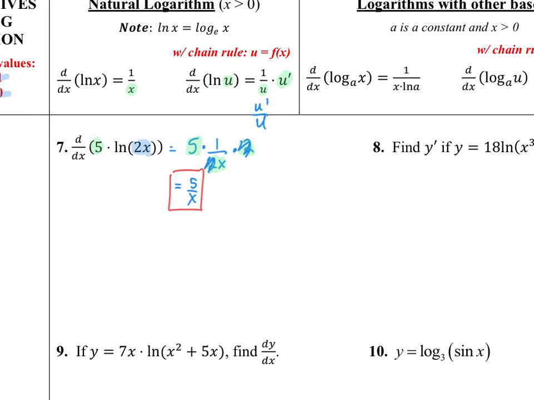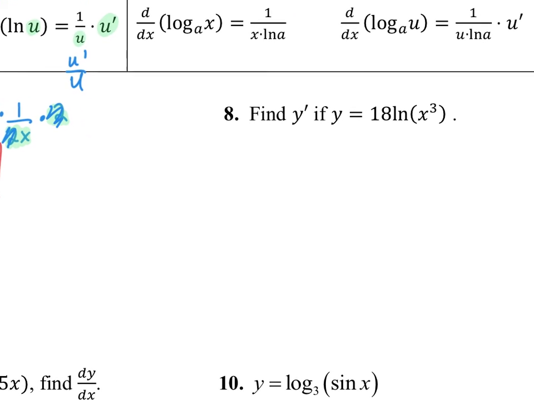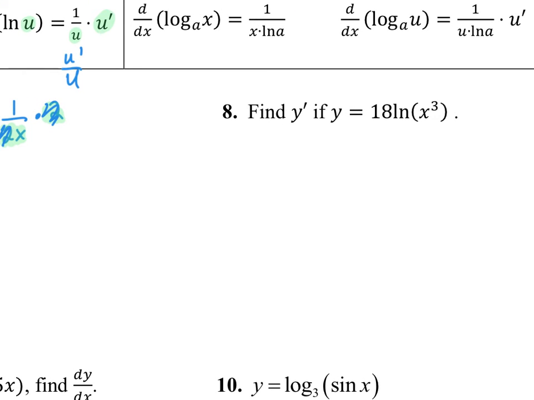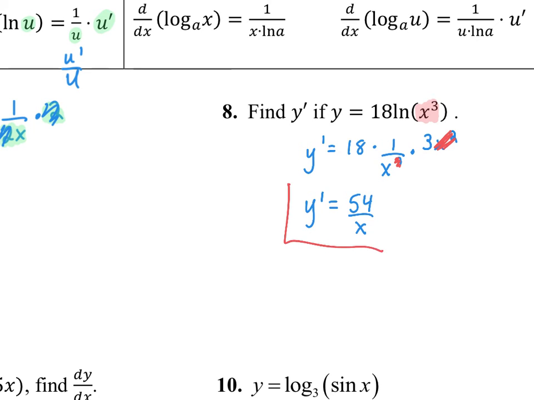Number 8 is pretty similar. I have a natural log. So to find y prime, I'm just going to identify what I'm taking the natural log of. And I'm going to go 1 over this x cubed times the derivative of x cubed. And the calculus is done at this moment. All I have left to do is simplify. And an x squared on top and an x cubed on the bottom will leave an x in the denominator. And my final simplified answer is 54 over x.